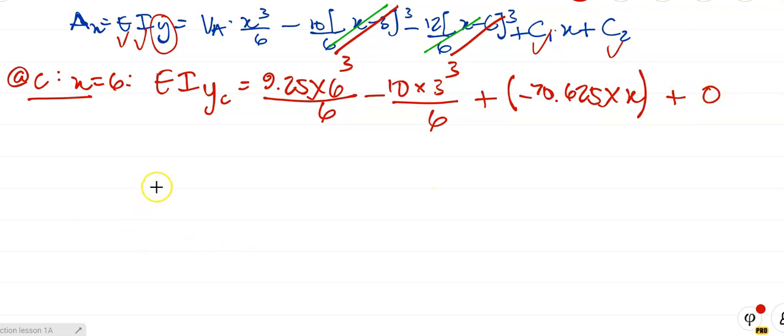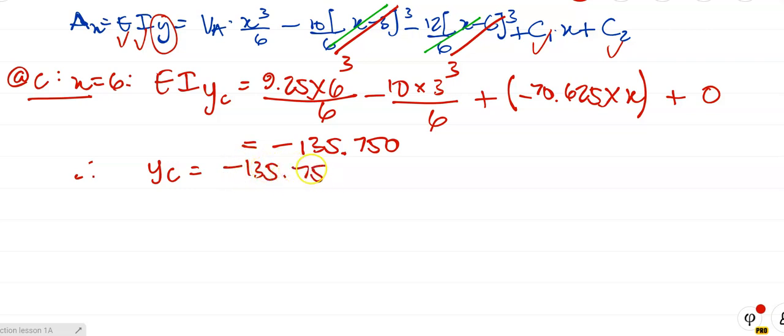Okay. Right. So from there, I work it all out and I get an answer of minus 135.750. You need to work it out and check me, okay? But EIY is equal to that. So Y is equal to, so therefore the deflection at C is equal to minus 135.750 multiplied by my conversion factor, okay, over EI.